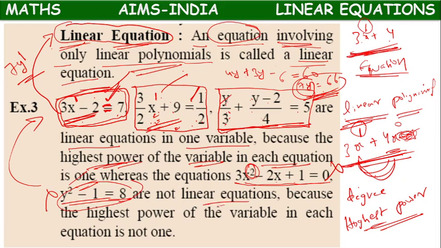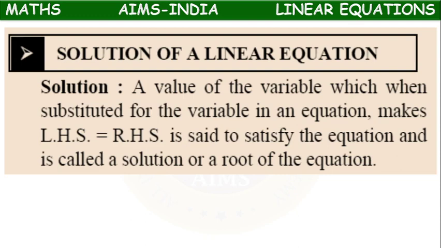These two are not linear equations, because the highest power of the variable in each equation is not 1. It is 2. So that's why they are not linear equations. Okay, children? So linear equation means the equation which is having linear polynomial, or the equation in which the degree of the variable is 1. Degree means highest power of the variable is 1. So then it is called a linear equation.